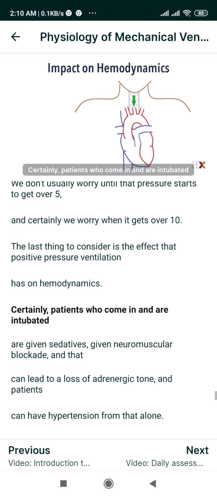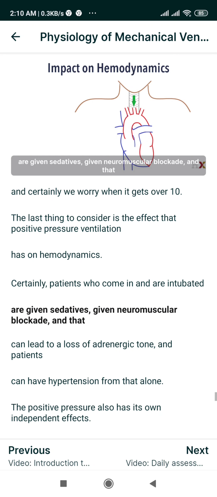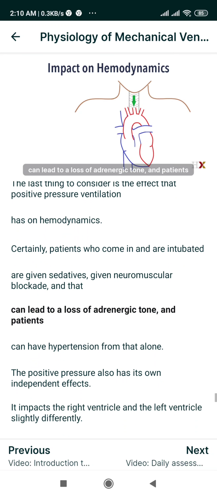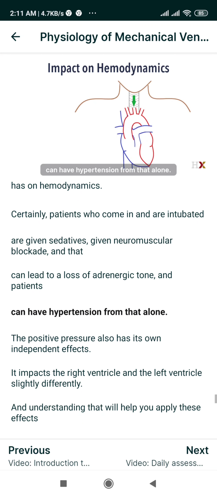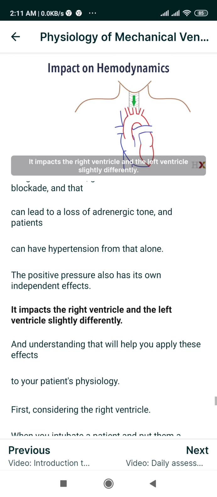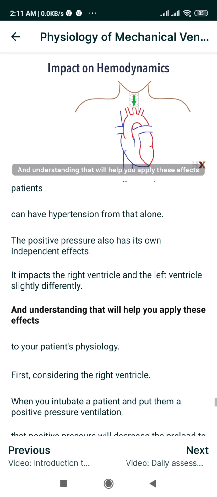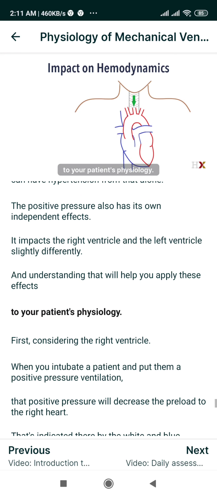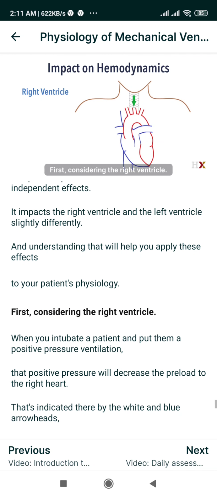Certainly, patients who come in and are intubated are given sedatives, given neuromuscular blockade, and that can lead to a loss of adrenergic tone, and patients can have hypotension from that alone. The positive pressure also has its own independent effects. It impacts the right ventricle and the left ventricle slightly differently, and understanding that will help you apply these effects to your patient's physiology. First, considering the right ventricle.